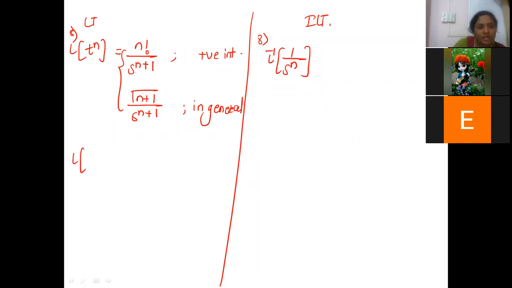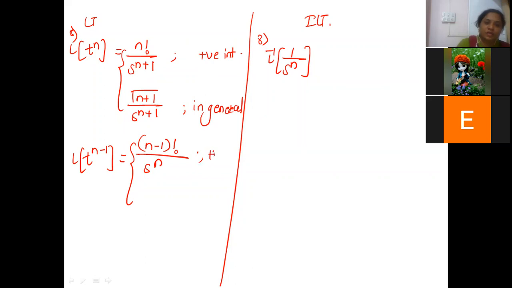If I consider n as n minus 1, then minus 1 plus 1 will cancel and there will be only s raised to n, as required. So everywhere I'll consider n as n minus 1. So what is Laplace of t raised to n minus 1? It is n minus 1 factorial upon s raised to n minus 1 plus 1.